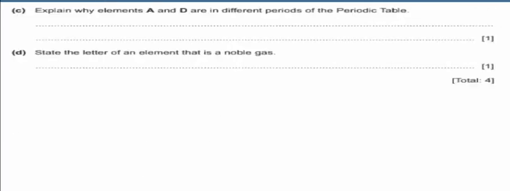The next one is saying explain why elements A and D are in different periods of the periodic table. So I'm talking about the periods. How can you determine the periods of the elements?